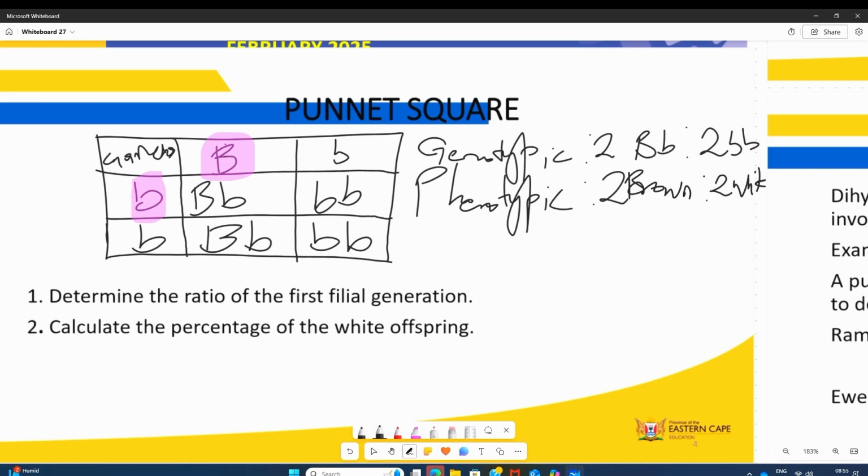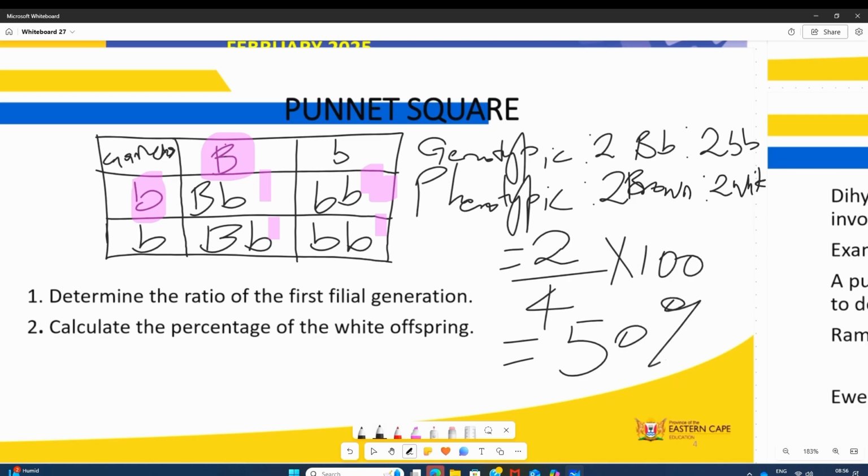We're now calculating the percentage. The second question: we're calculating the percentage of the white offspring. How many white offspring do we have from the Punnett square? We only have 2 white offspring. So we say 2 divided by the total number of offspring. How many offspring do we have? It's 1, 2, 3, and 4. So we have 4 offspring, right? So it's divided by 4, times 100 because we are calculating a percentage, and it gives us a total of 50 percent. That's how we calculate the percentage for the offspring.